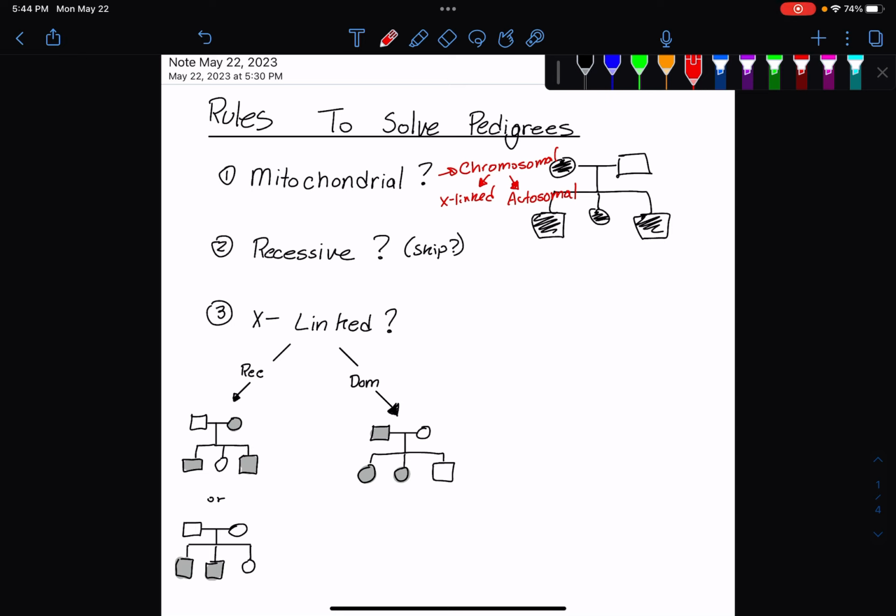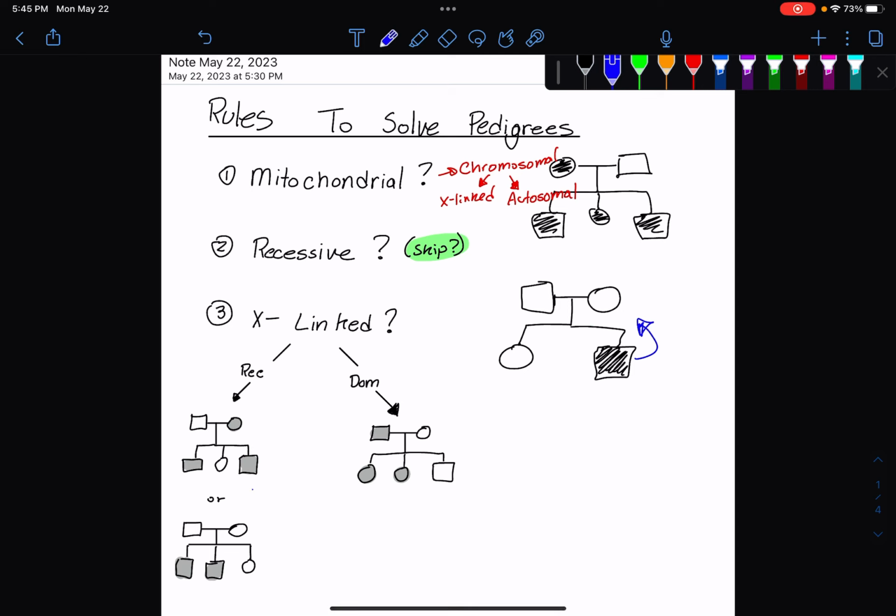Next, we're going to go over recessive. For recessive, what we can do is look for something called a skip. We can figure out skips. Right, example here. This is just a quick example. So let's say this affected son has the gene or trait, but then we look at his parents. He's affected, but let's look at his parents. Neither of them are affected. Well, if neither of them are affected, that's a skip.